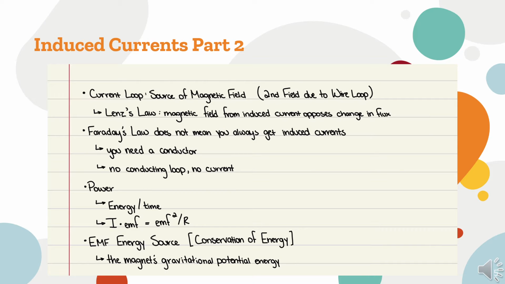This second video goes on to discuss Lenz's law, which dictates that a magnetic field from induced currents opposes the change in flux. We also learned that in order to achieve an induced current, you need a conductor. No conducting loop, no induced current. Finally, the video discussed power and EMF with the main physics concept of conservation of energy.